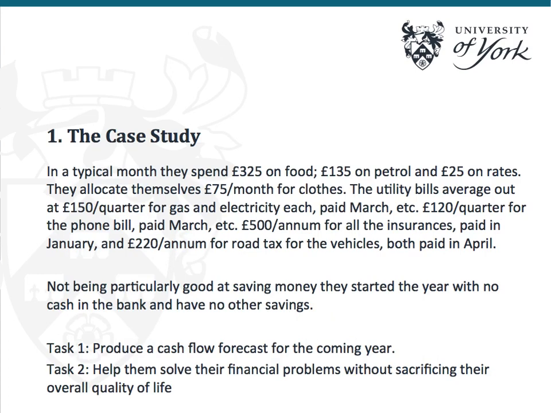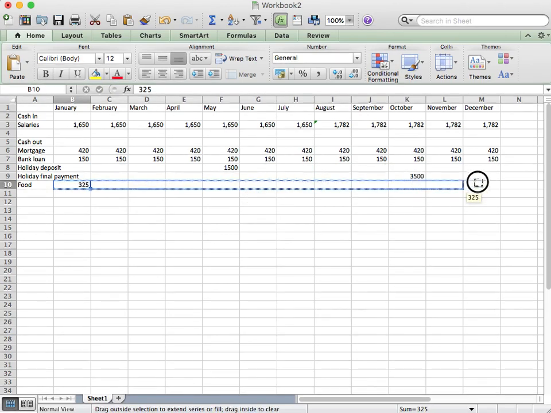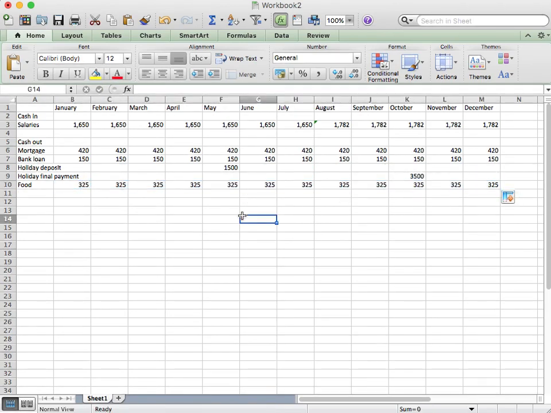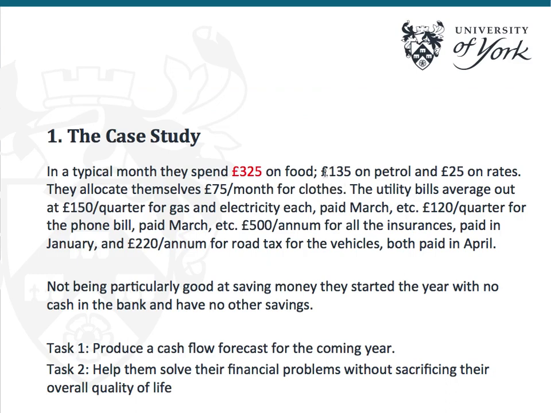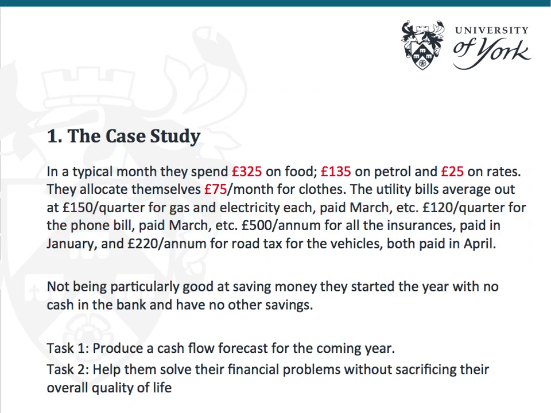Typical month they spend £325 on food. So let's pick up that food figure here and transfer that across. 325, and copy that all the way across. The next one is petrol at £135 per month. And we might as well do rates as well at the same time at £25 per month.